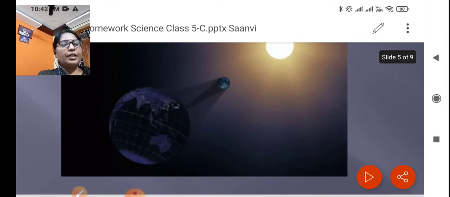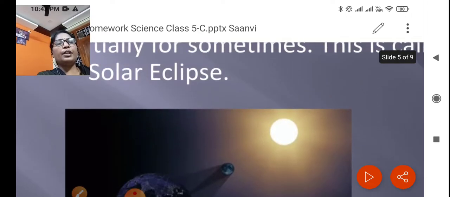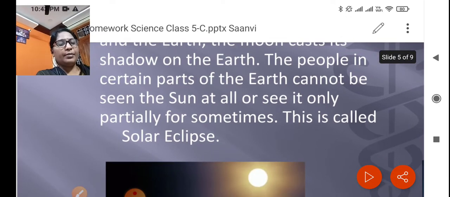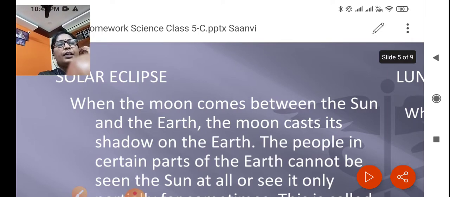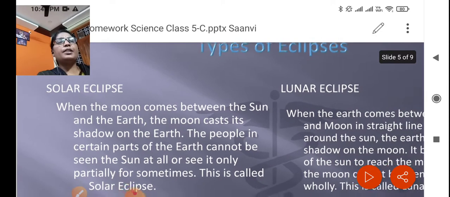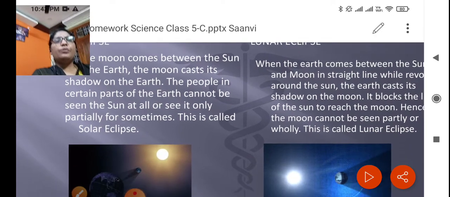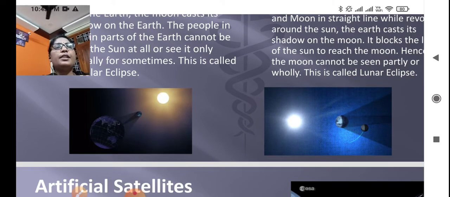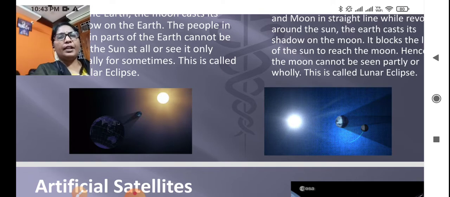You should never look at the sun directly during a solar eclipse. It can damage our eyes, so we should not look at the sun when a solar eclipse takes place. Now, in brief, we'll see the differences between solar eclipse and lunar eclipse. You have now clearly understood, children. This picture will give you a clear idea of who is in the middle. When you remember who is in the middle, the remaining part you know very well.